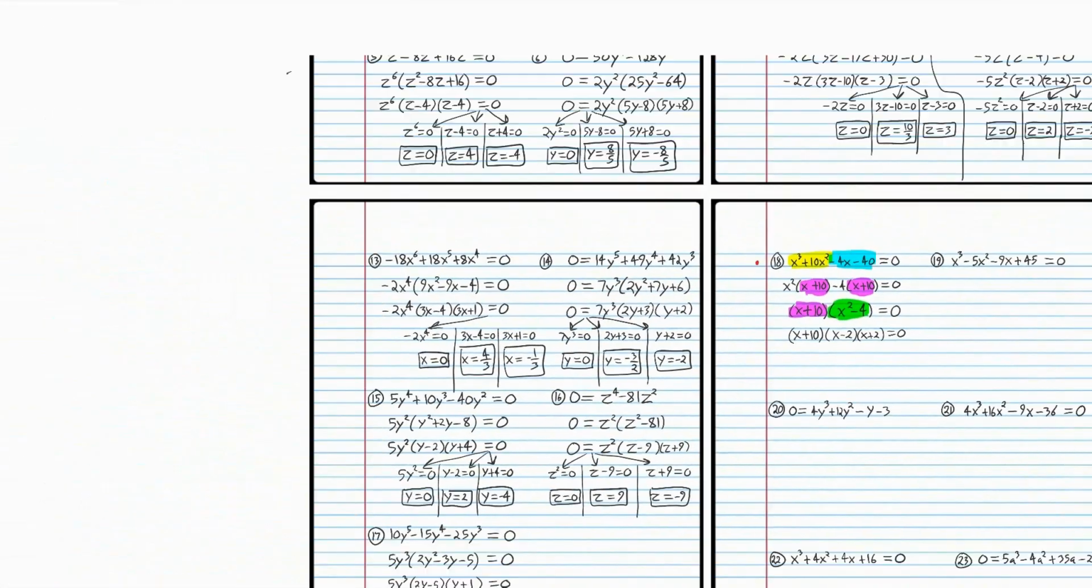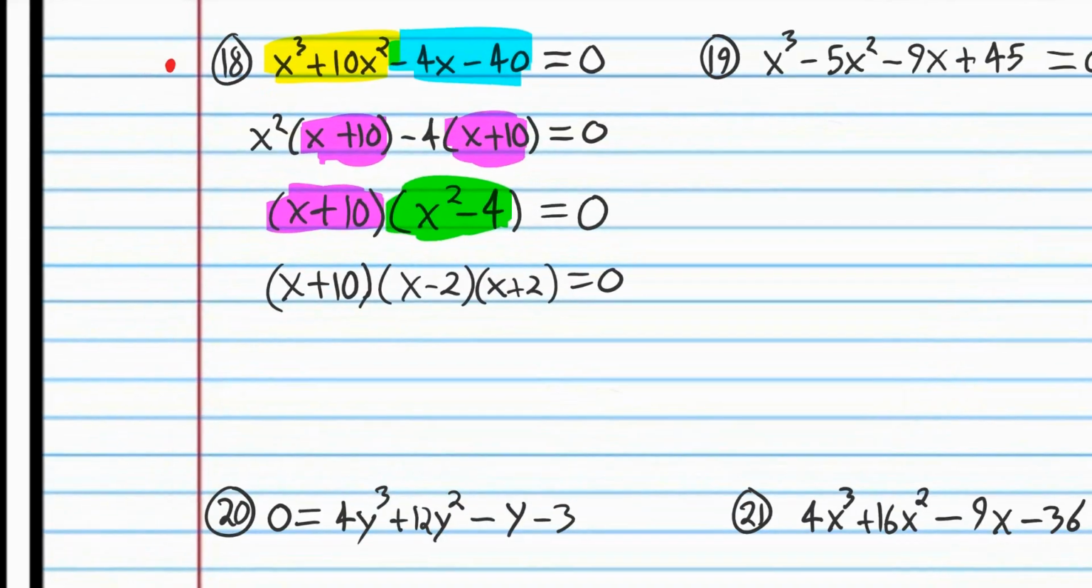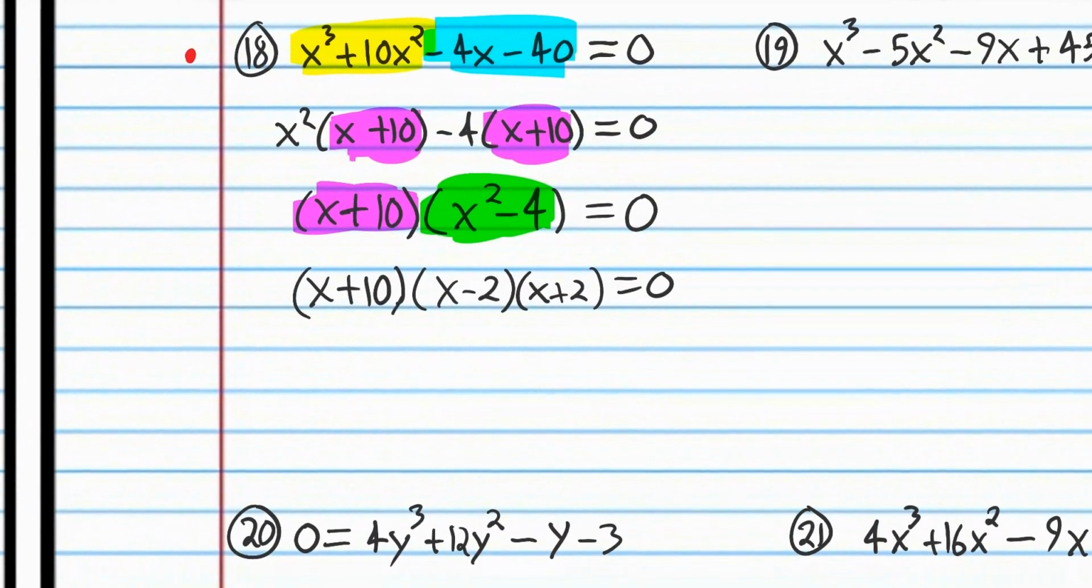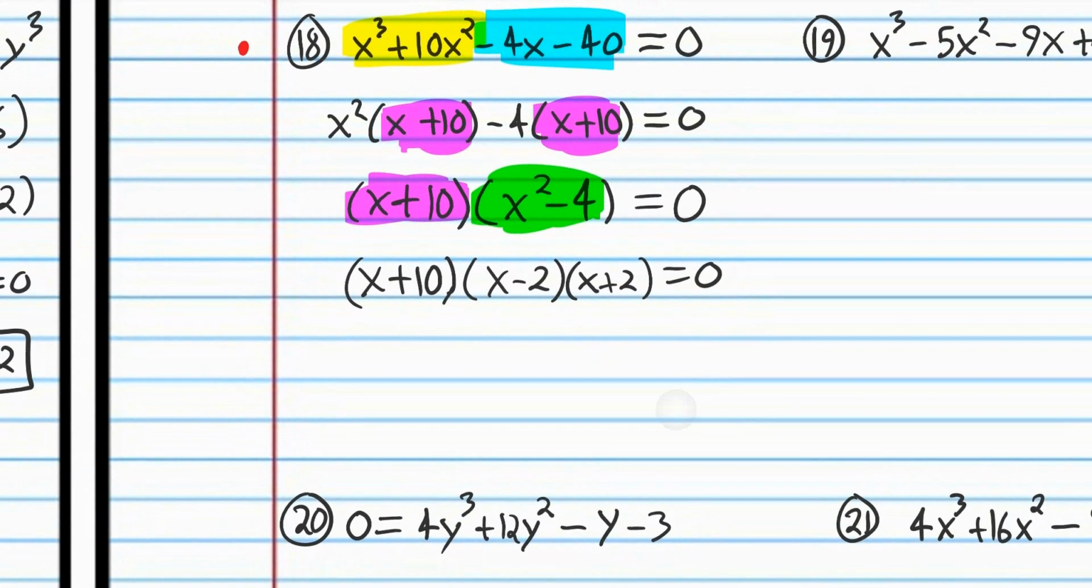In the previous problems, we either had 2 terms or we had 3 terms. If you have 3 terms, it's going to be a quadratic. If you have 2 terms, it's going to be the difference of 2 squares. And if you have 4 terms, it's going to be factoring by grouping. So that's how you figure out what method to use.